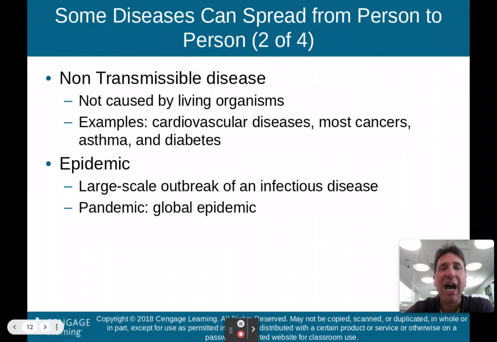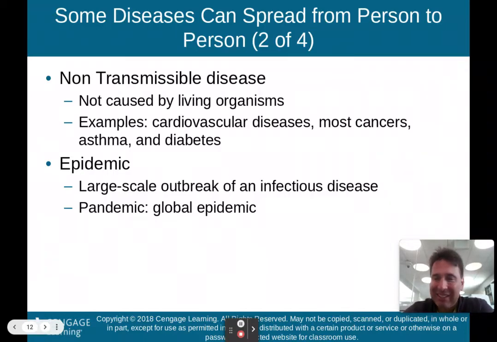Non-transmissible diseases are not caused by living organisms. So examples would be cardiovascular disease, cancers, asthma, and diabetes, right? If you have cancer, you can't transmit that cancer to somebody else. If you have heart disease, high cholesterol, things like that, you cannot transmit that to somebody else. So these are called non-transmissible diseases. They're not caused by a living organism, a virus, a bacteria, and again, you can't transmit them.